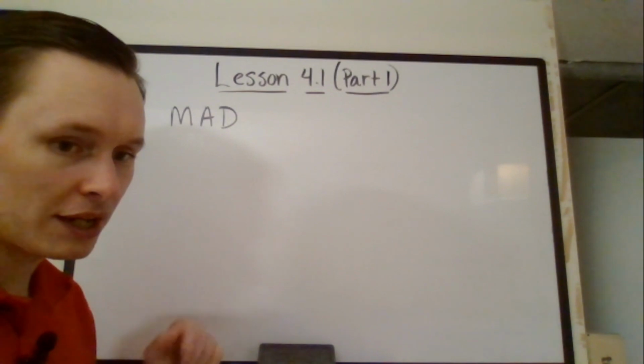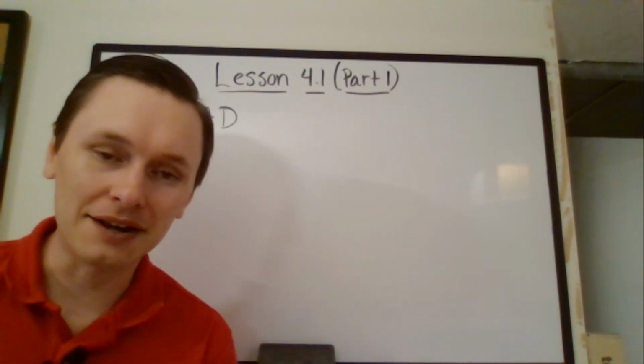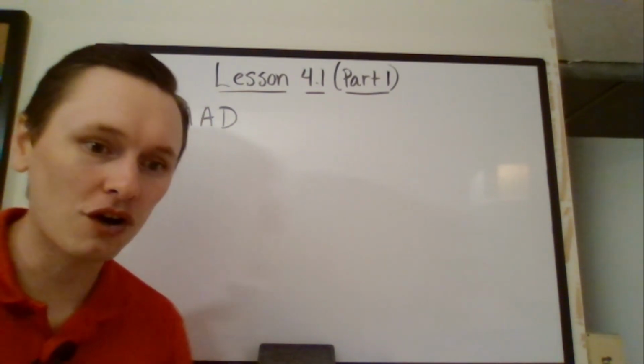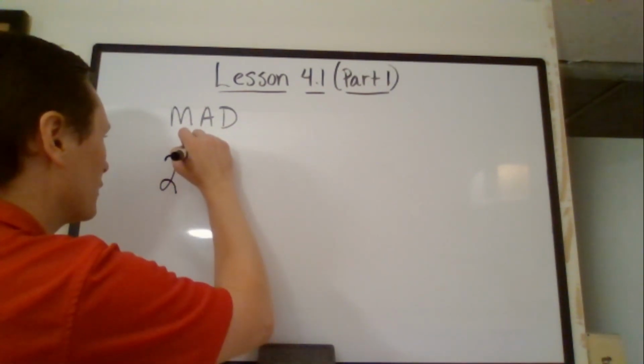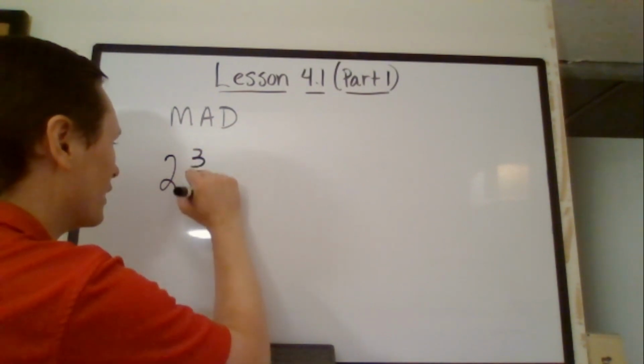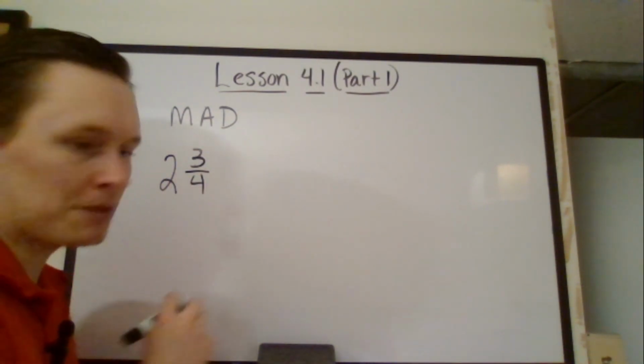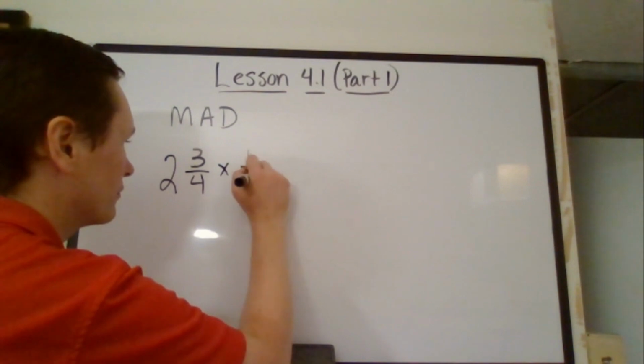So we're going to look at an example. I'm going to show you how to get mad the right way to help you solve it. So for example 3, we have 2 and 3/4. Oh boy, there's that ugly mixed number. And we're going to multiply it by 1/2.